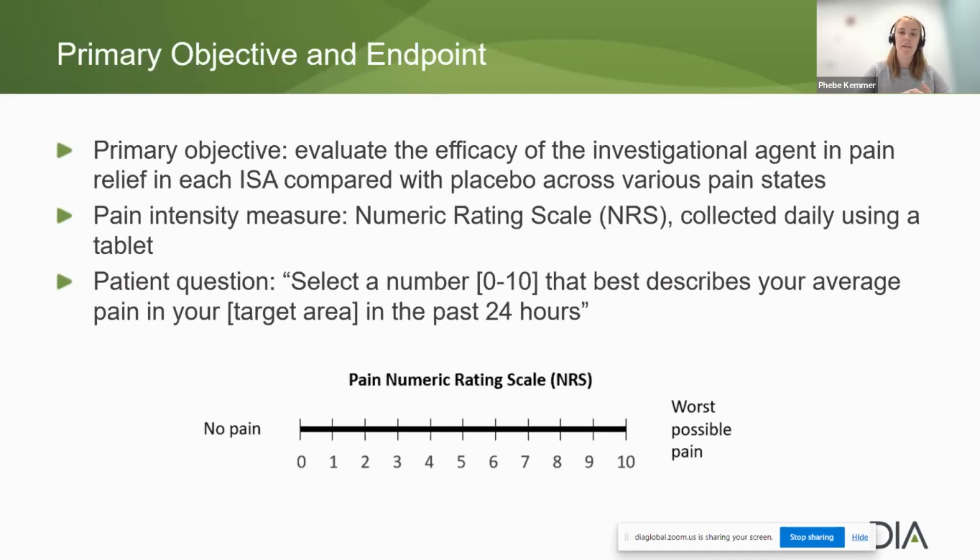And then they're also asked about their worst pain in the target area. The e-diary device also asks about rescue medication use, things like that. But this is assessed every day during the study. And since this pain intensity scale can be applied towards any type of chronic pain, we have chosen this one as our primary efficacy measure across all of the chronic pain types in the master protocol.